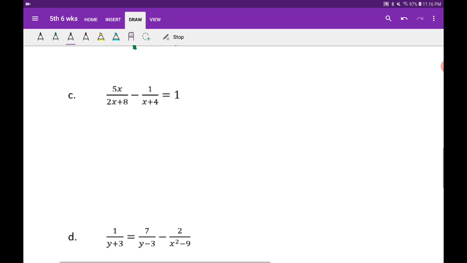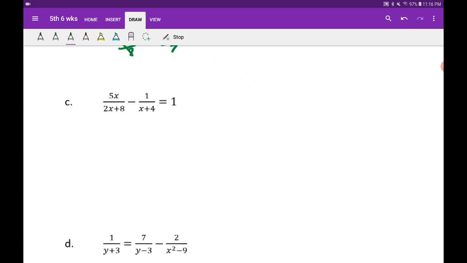All right, C, it's a little more complicated. First, we have variables in our denominator. Let's start off by seeing if anything factors. Of course, we always want to check to see if there's things that factor before we do anything. So this denominator has a GCF of 2. Factor out the GCF, and we get x plus 4.